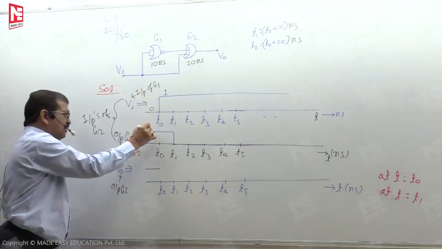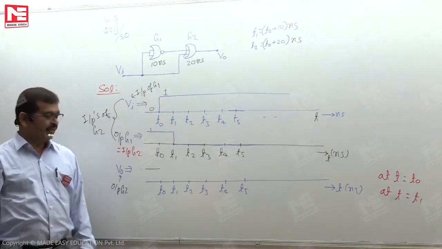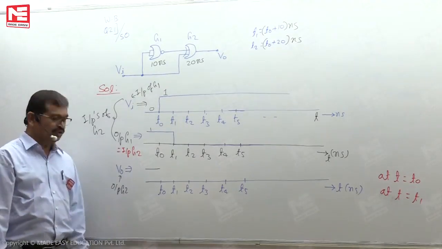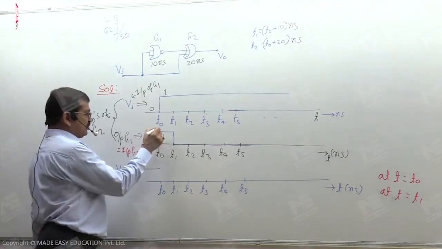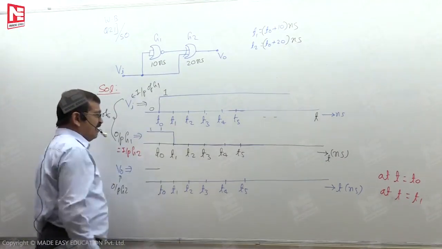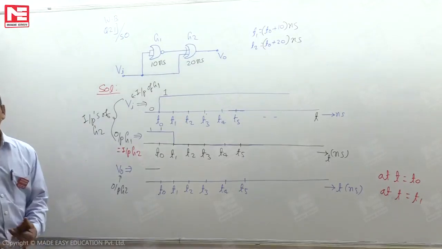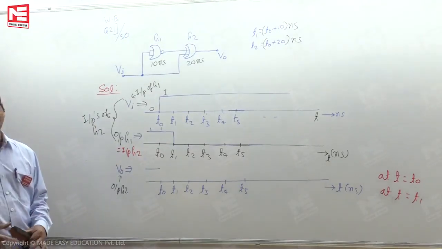One input is 0, other input is 1, which is making XOR output 1. Before T0, we have V0 as 1. At T equal to T0 plus, both the inputs are 1. Whenever both the inputs are 1, XOR output must be 0.